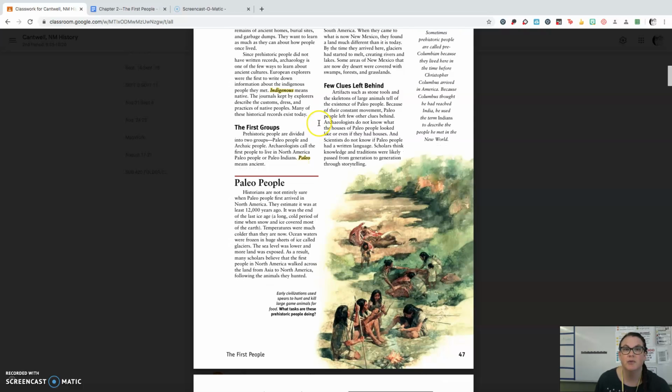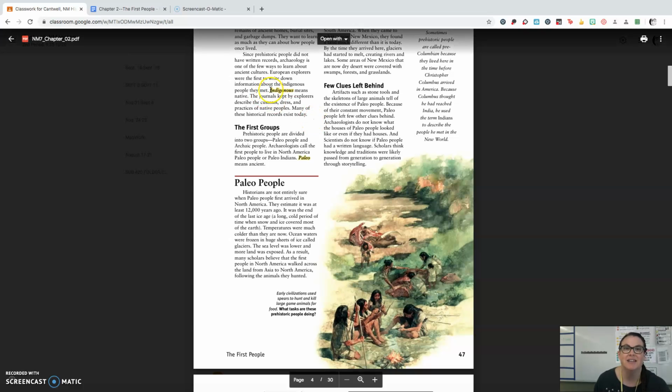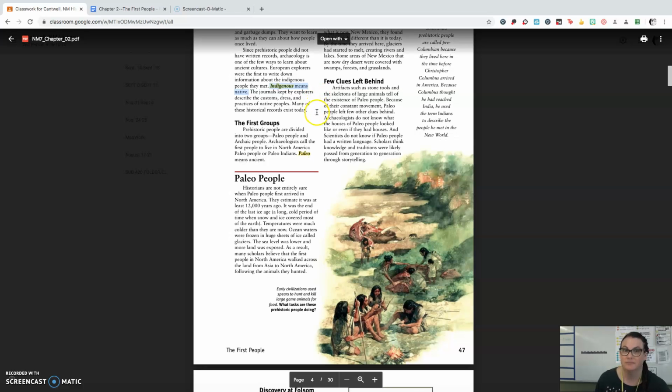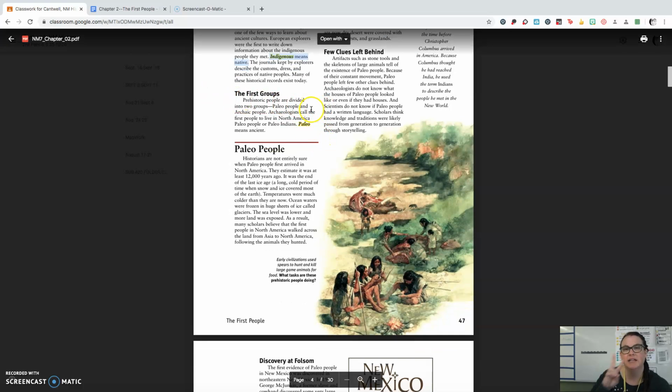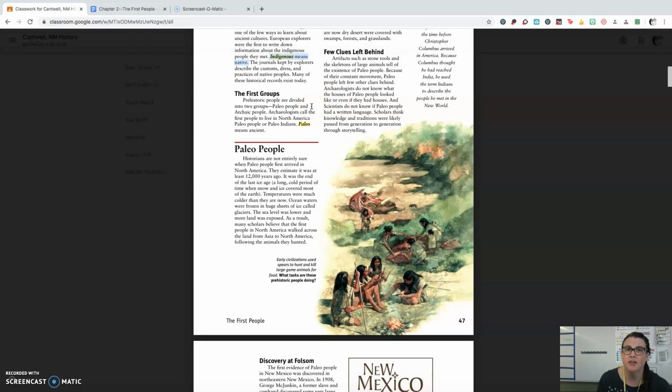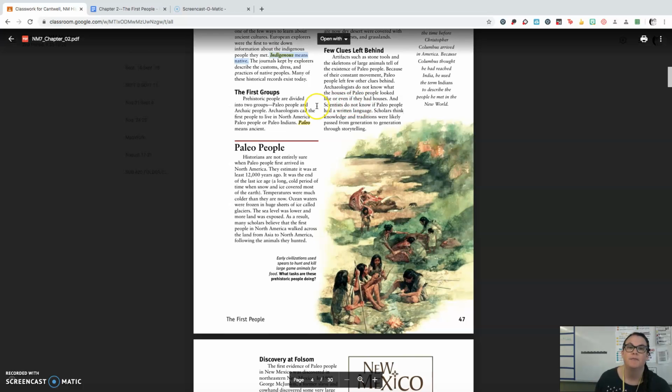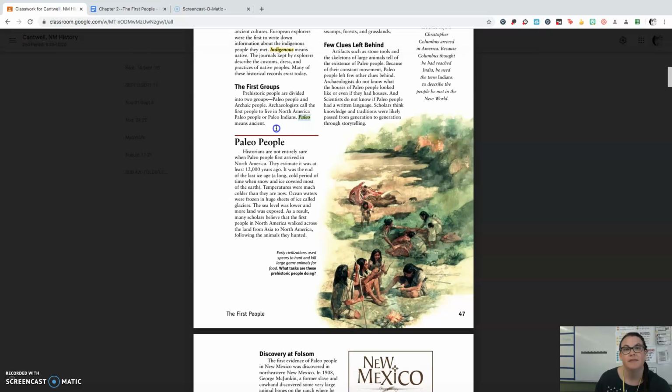So European explorers were the first people to write down about the indigenous people they met. And we talked about indigenous peoples yesterday. And indigenous means native. They were native to that area. They were already there. So the first groups, prehistoric people, are divided into two groups: Paleo people and archaic people. So today we're going to talk about the Paleo people. Paleo means ancient.